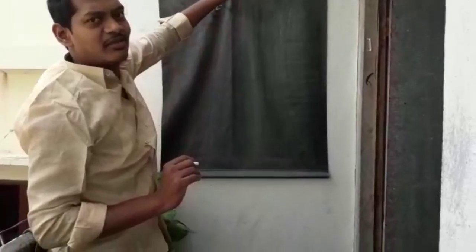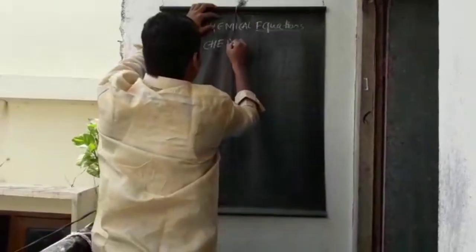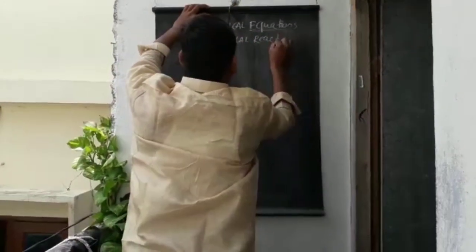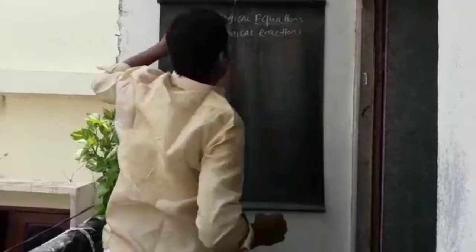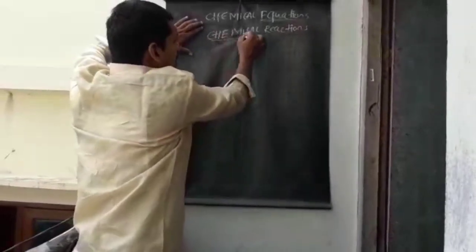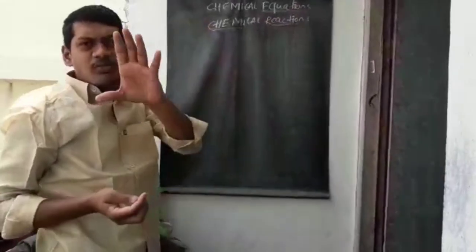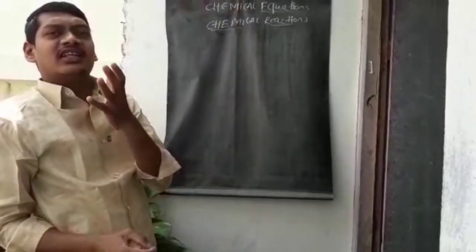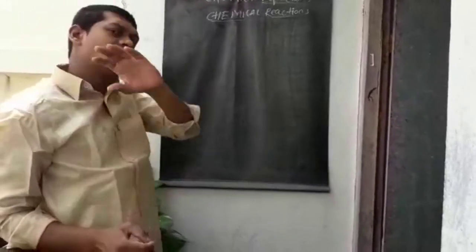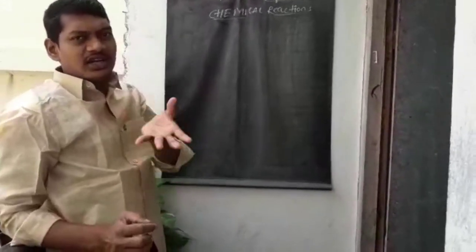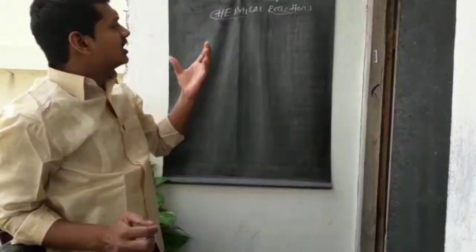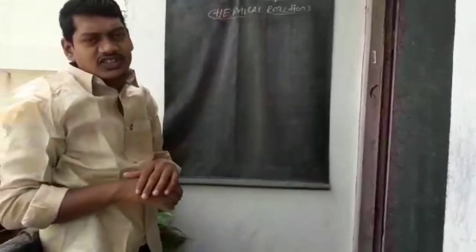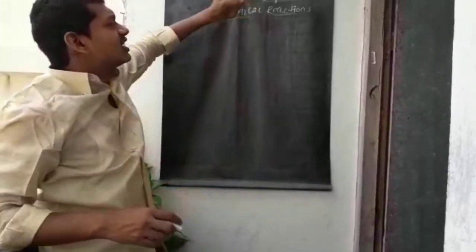Chemical equations, chemical reactions. What is the importance of chemistry? Chemistry can save a life, and it can also be fatal to life. Both are possible. So chemistry is very, very important. This is a chapter related to chemistry, not physics. So: chemical equations and chemical reactions.